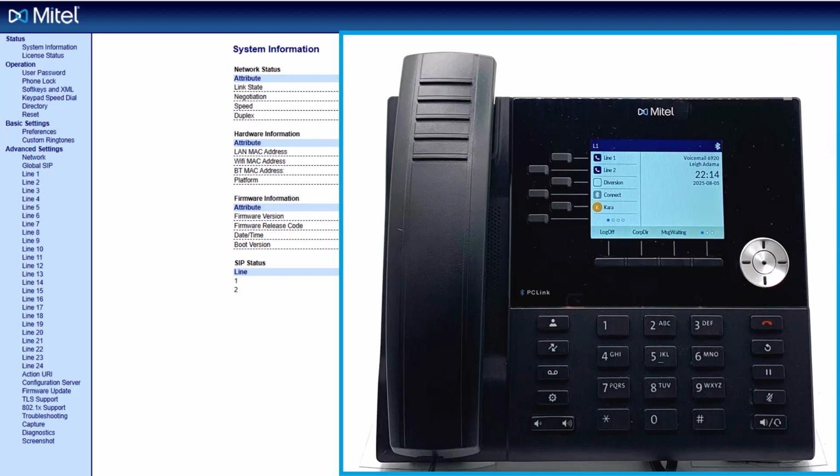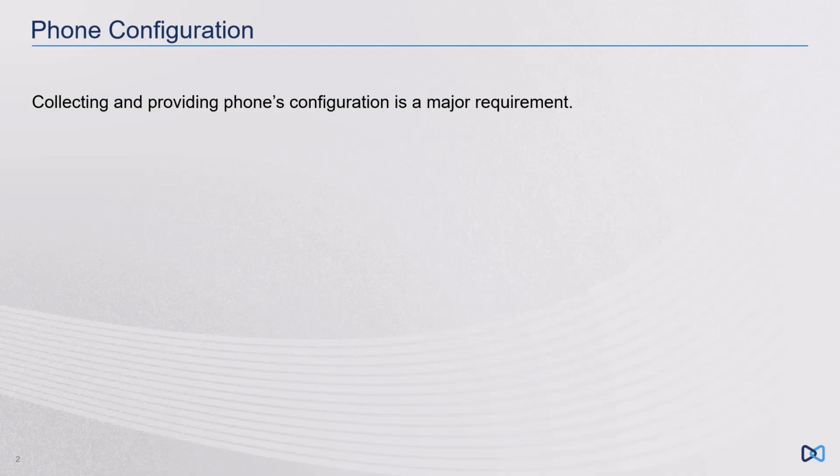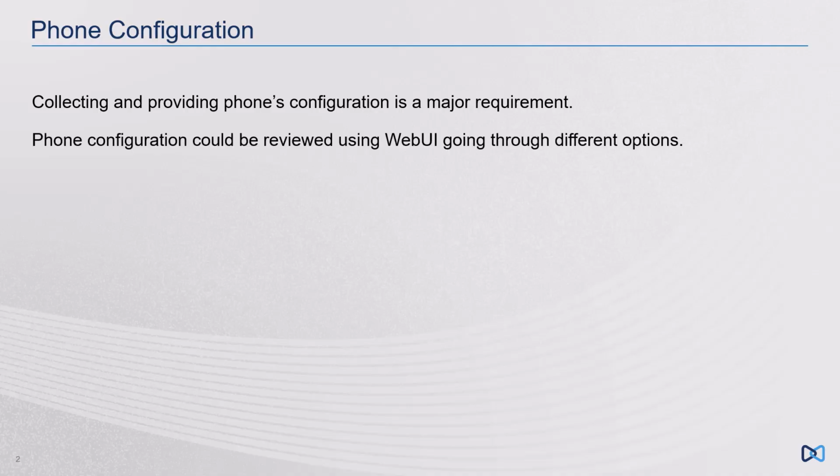Sometimes the problem cannot be reproduced or the user cannot describe the scenario that caused the problem. This means we must collect data to identify the source of the problem. An important tool for troubleshooting is the phone's configuration file. You can access the configuration file from the phone's web user interface. The phone is routed to the configuration server to collect and access these configuration files.